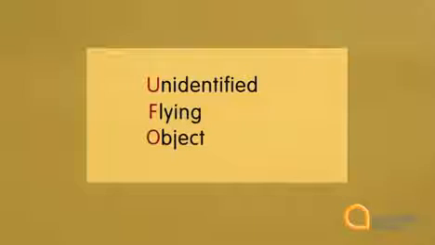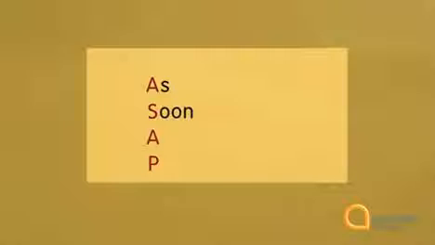You might recognise some of these common abbreviations. UFO stands for Unidentified Flying Object. ASAP means as soon as possible. Other common abbreviations are PC for personal computer, TV for television, and CD-ROM. That's a compact disc with a read-only memory.